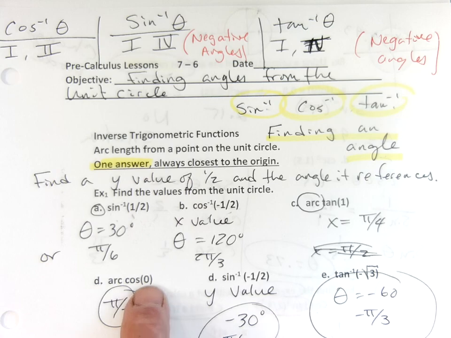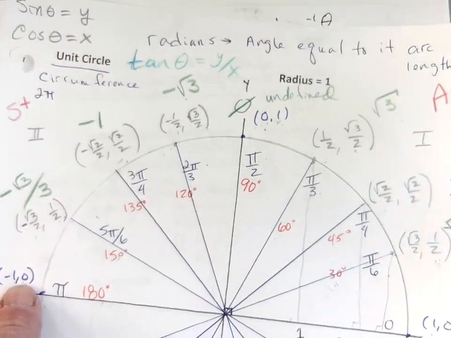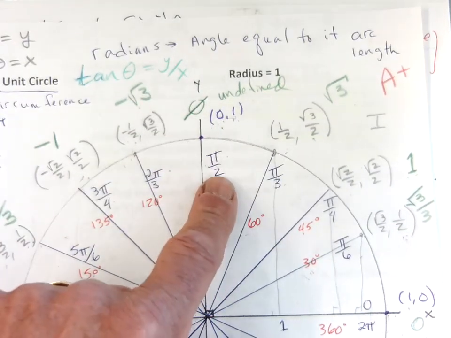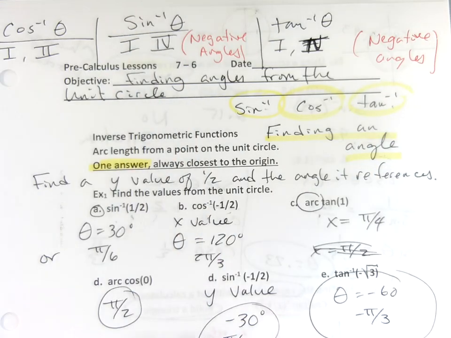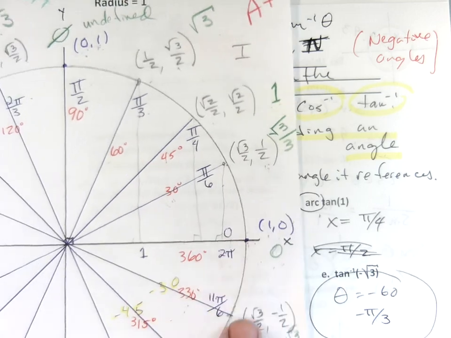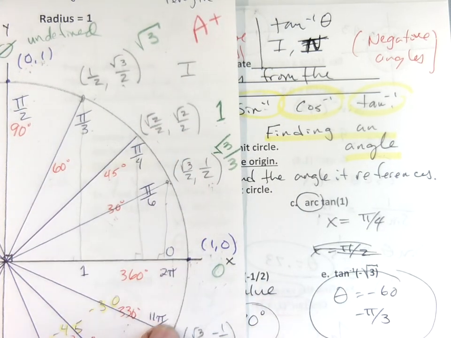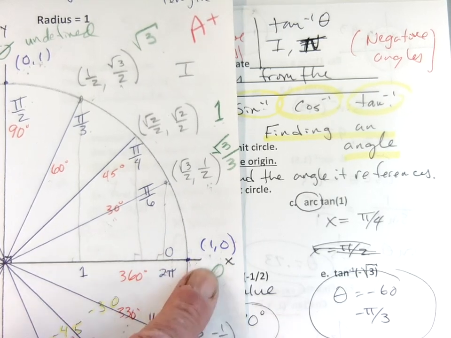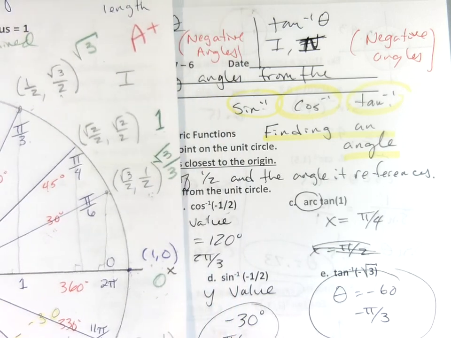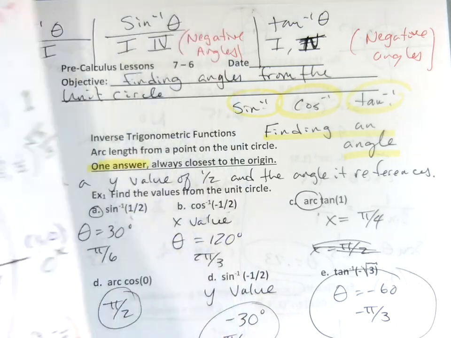Cosine inverse of 0, arc length of 0 is for cosine. 0 is the x value, so right here at 90 degrees or pi/2. Then sine inverse, now this is a little bit different because you've got a negative 1/2 y, and the negative 1/2 of the y is here. You have to be careful because you want the shortest distance, so we take the negative angle. So take negative pi/6 or negative 30 degrees, because we take the shortest distance. We don't go all the way around, that'd be silly.